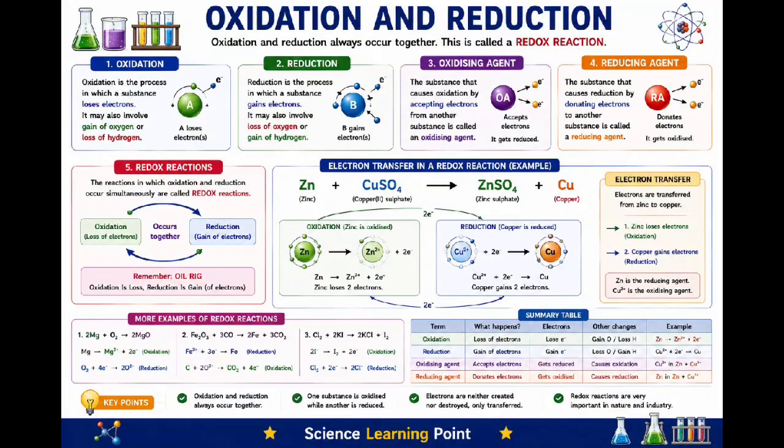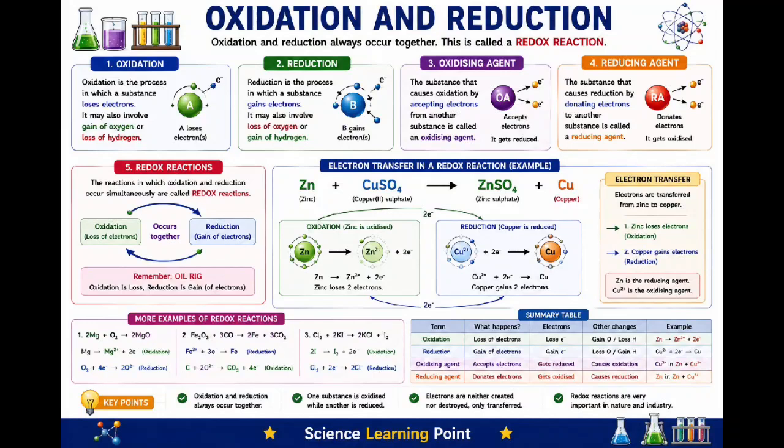Let's quickly look at some more examples shown in the slide. Magnesium combines with oxygen, so magnesium undergoes oxidation, and oxygen gains electrons and undergoes reduction. And next, iron oxide loses oxygen and becomes iron, so iron oxide is reduced. At the same time, carbon monoxide gains oxygen and is oxidized. Again, oxidation and reduction happen together.